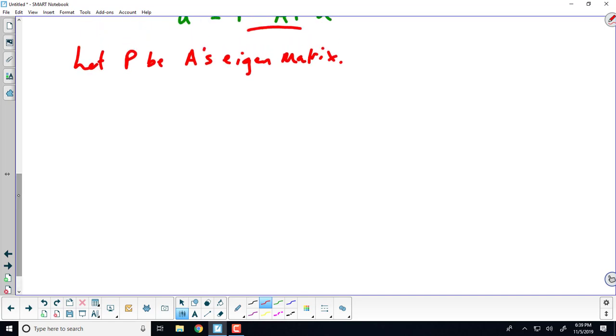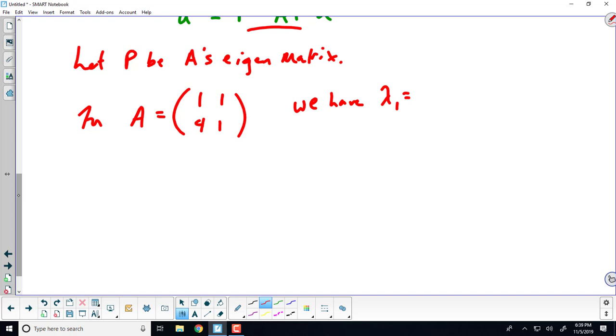Okay. So to save a little bit of time, I'm just going to go ahead and tell you what P would have to be. For A, which we said is this matrix 1, 1, 4, 1, you can check me, you can do the work on this. Okay. And we end up with lambda 1 would be 3, and lambda 2 is equal to -1.